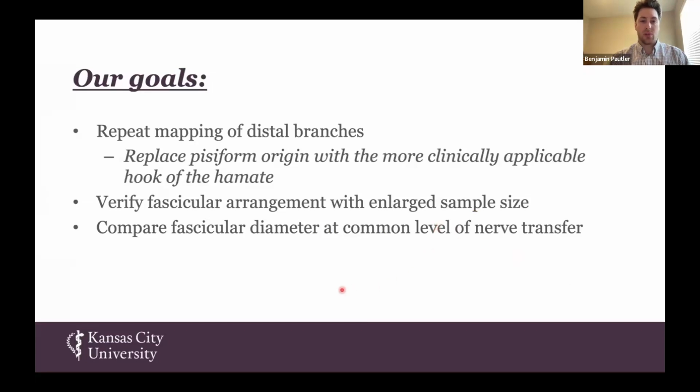Our goals were to repeat the mapping of the distal branches, although we set out to replace the pisiform origin with a more clinically applicable hook of the hamate, upon speaking with Dr. Butel about it. We also wanted to verify their fascicular arrangement with an enlarged sample size, adding on to that N of 5. And then we wanted to further compare fascicular diameter at the common level of nerve transfer as outlined by Brown et al.